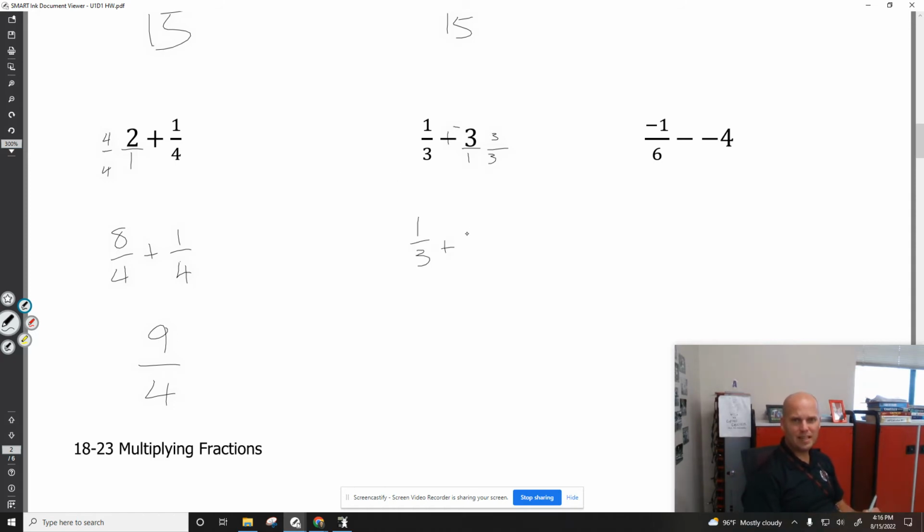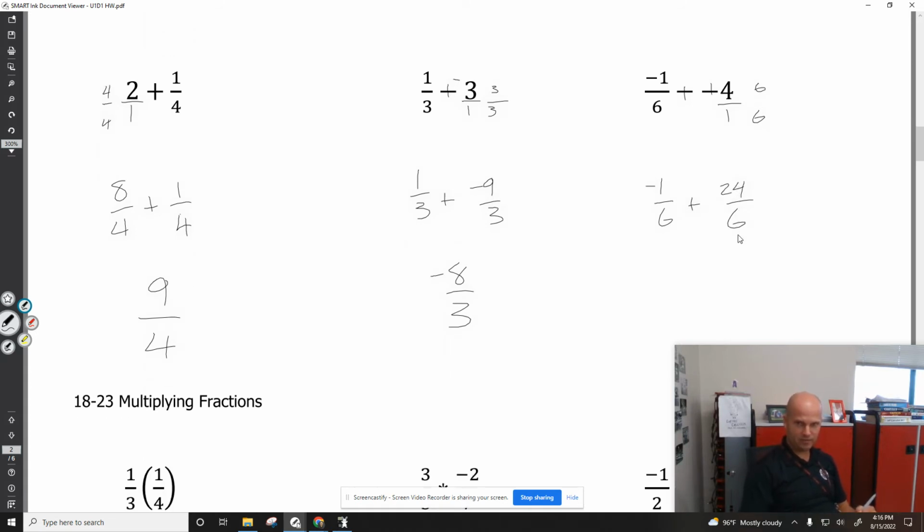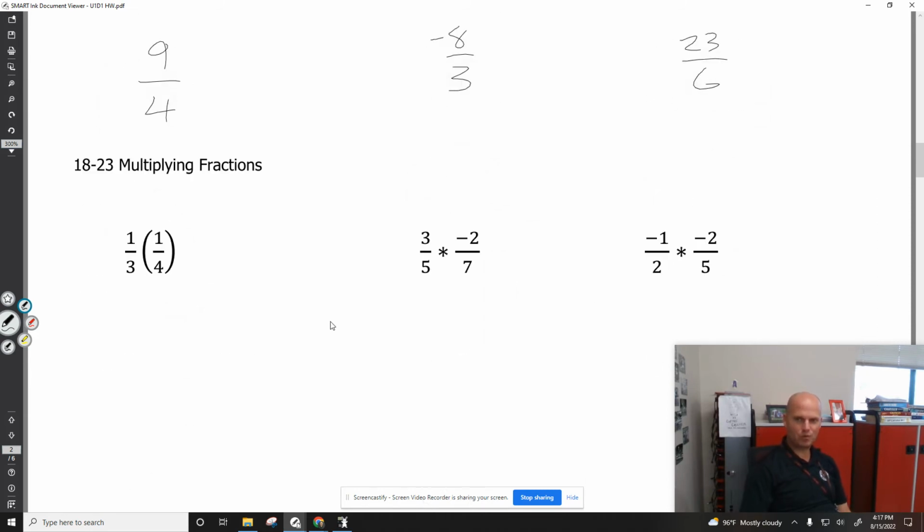1/3 plus negative 9/3. You owe 3 pizzas. You have 1/3 of a pizza. Now you owe 8/3 of a pizza. Think of negatives as like you owe. Turn this into sixes, negative 1/6, and positive 24/6. It's a lot of sixths of pizzas. Lots of 6 pizza slices. Well, you gave somebody 1/6 of a pizza slice. Now you have 23/6 pizza slices. That's a normal pizza slice, 6, right?